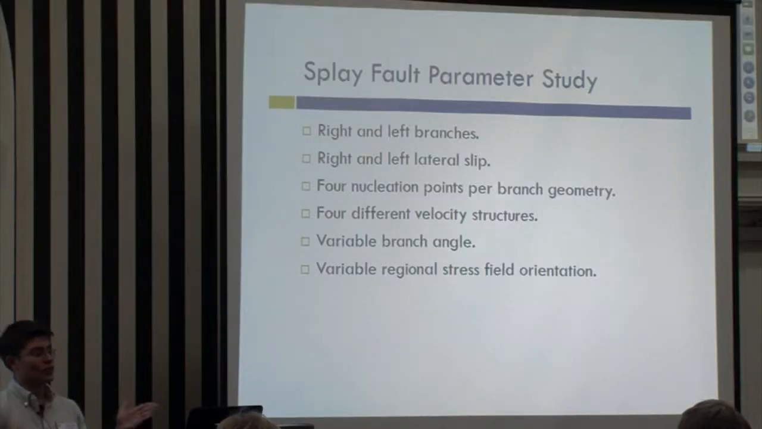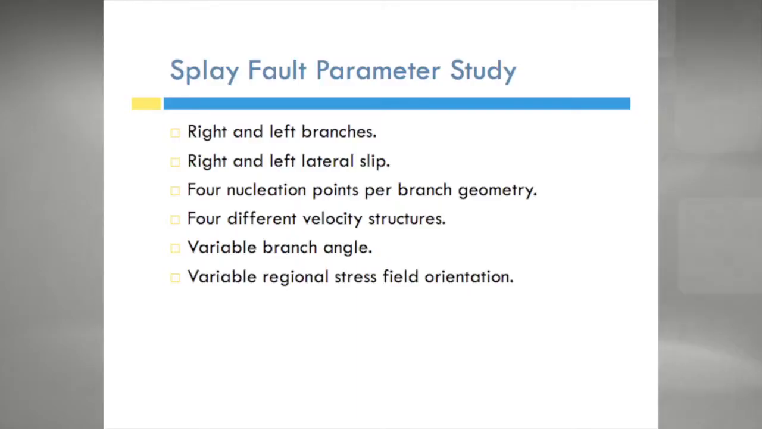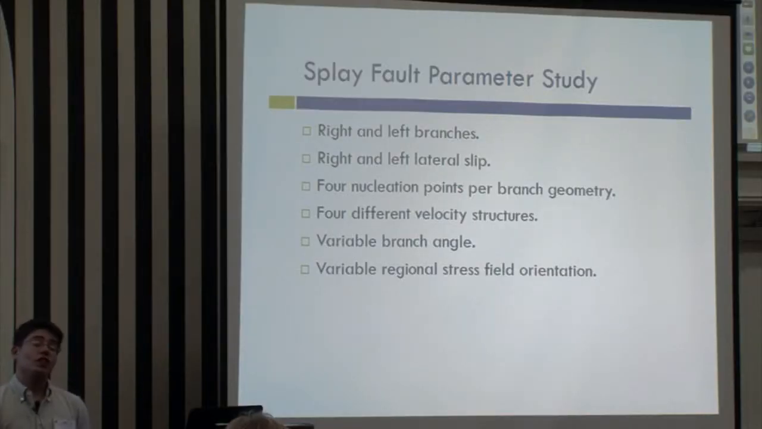I want to look at a right versus left branch, that is a restraining versus a releasing branch, with a right or left lateral slip. I want to look at 4 different nucleation points in the end of each limb and also at the branch point itself. Those 4 velocity structures: homogeneous, Bay Area, Central Coast, and Southern California. I want to vary the branch angle, and I want to vary the regional stress field. And it's a lot of things.